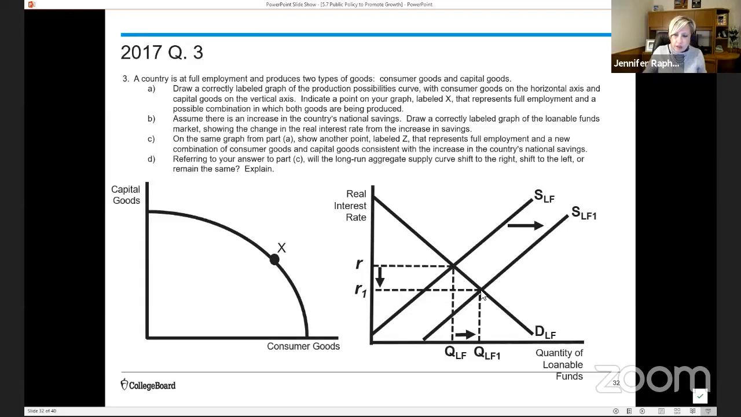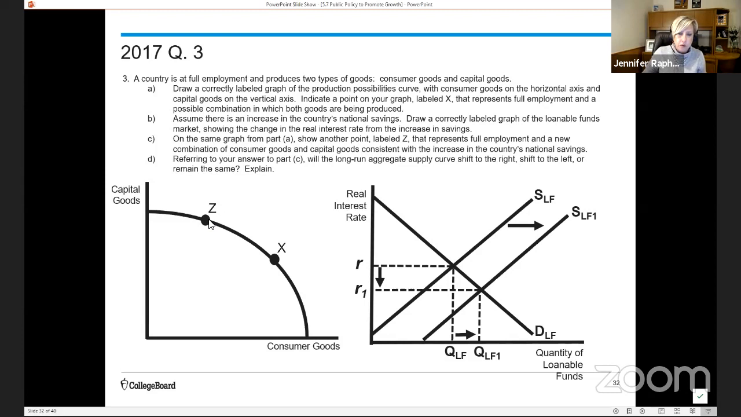When we have an increase in the supply of loanable funds and a decrease in the real interest rate, all else equal, we're going to be engaged in more investment spending on capital goods. So in the short run, we're going to be producing a new combination of capital goods and consumer goods that indicates we're producing more capital goods. Okay, so you see how that works? An increase in the supply drives down the interest rate. We're going to produce more capital goods now.